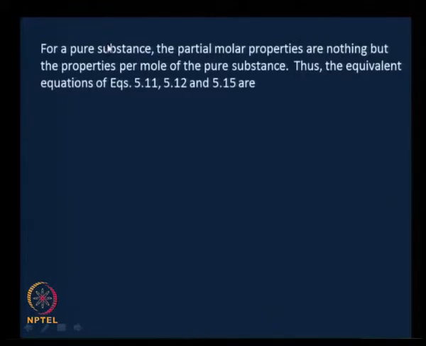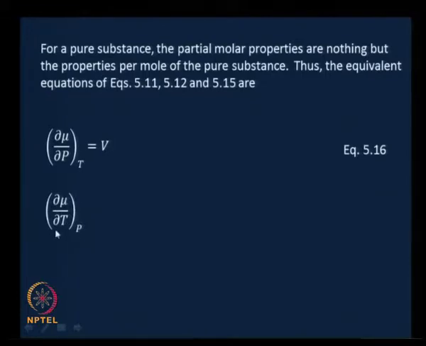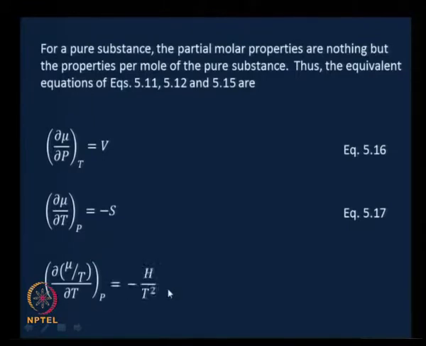For a pure substance, we know that the partial molar properties are nothing but the properties per mole of the pure substance, and therefore, the temperature pressure functionalities of mu as well as the dou (mu by T) by dou T expression that we saw earlier turn out to be these special equations for 1 mole of a pure substance. Dou mu by dou P at constant T equals V, which is the molar volume, dou mu by dou T at constant P equals minus S, and dou (mu by T) by dou T at constant P turns out to be minus H by T square. This is where we left off last time.